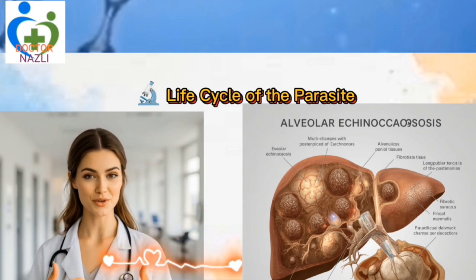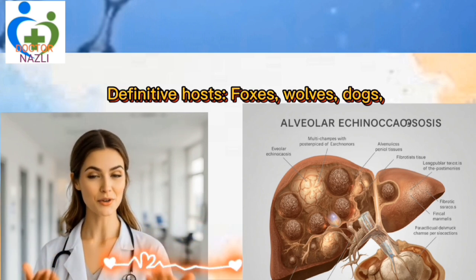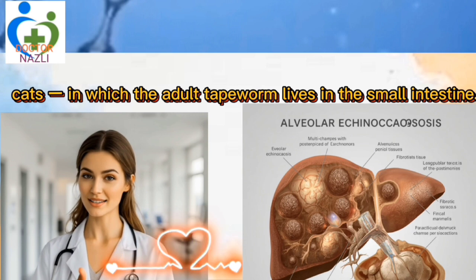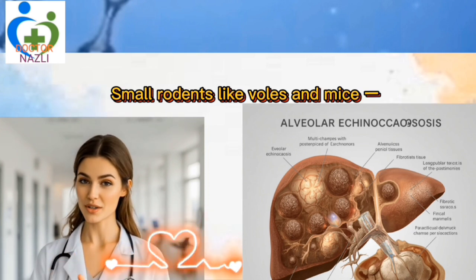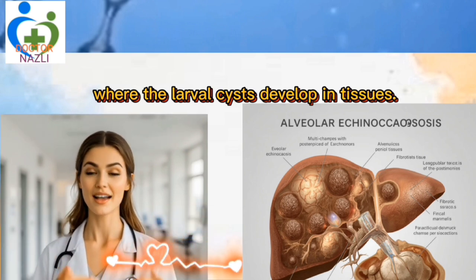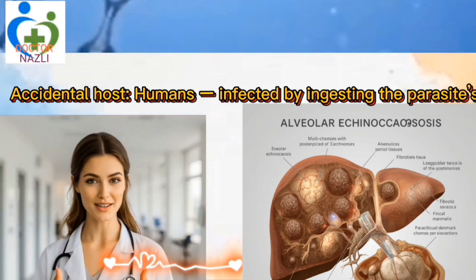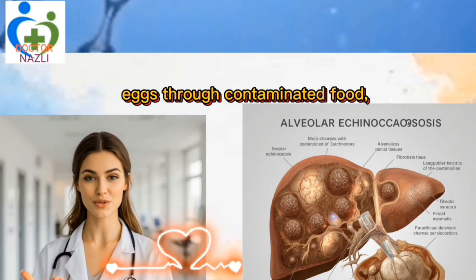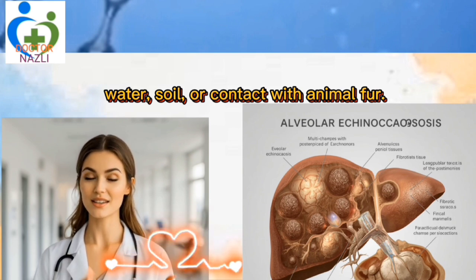Life cycle of the parasite. Definitive hosts: foxes, wolves, dogs, cats, in which the adult tapeworm lives in the small intestine. Intermediate hosts: small rodents like voles and mice, where the larval cysts develop in tissues. Accidental host: humans, infected by ingesting the parasite's eggs through contaminated food, water, soil, or contact with animal fur.